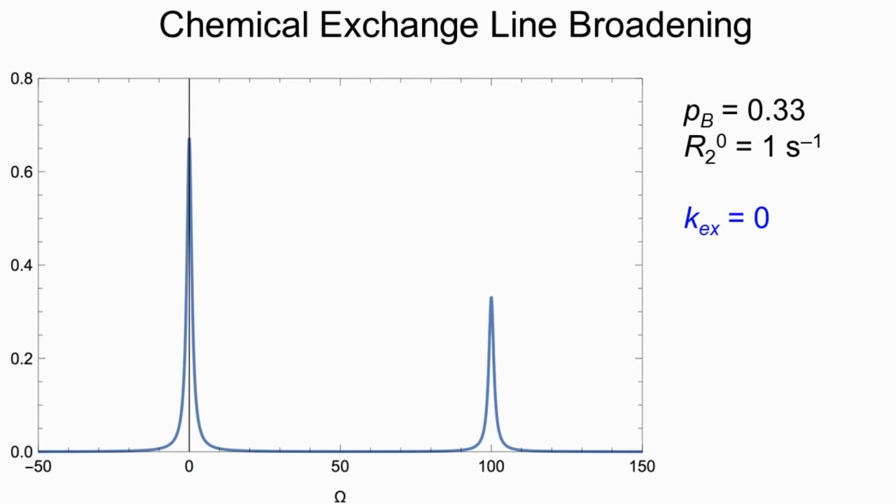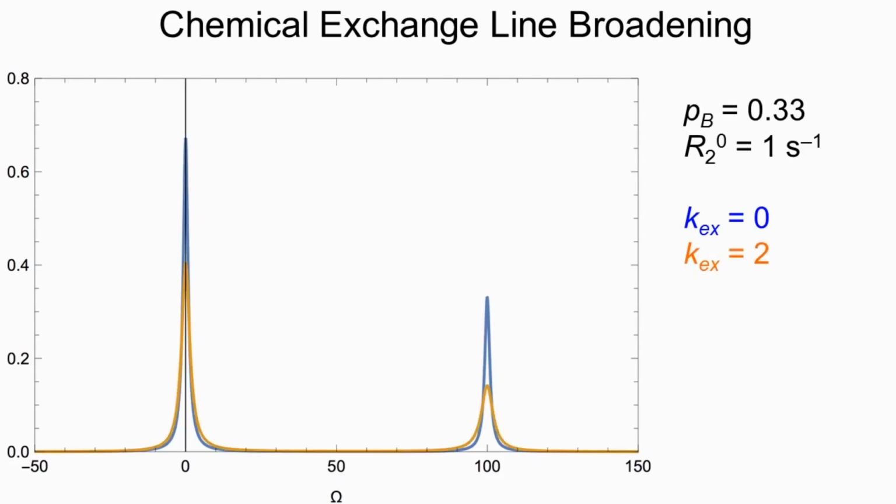Again, I chose a population of 1/3 for site B. And here's the spectrum with no exchange. I set the frequency of site A to be 0, and then the frequency of site B was set to be 100 radians per second. And now we turn on some exchange broadening. Right now we're in what would be called the slow exchange limit. Delta omega is 100 and KEX is 2.